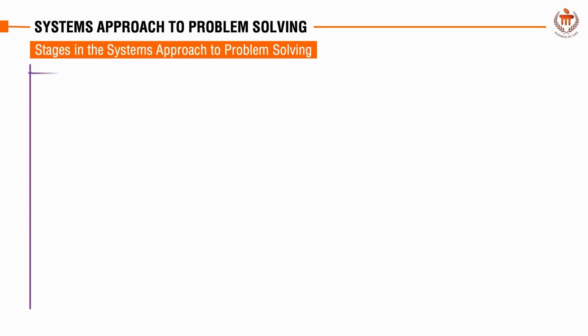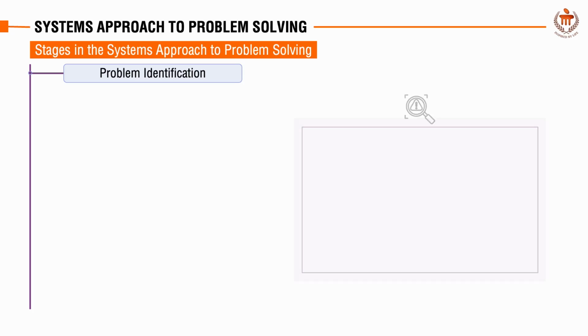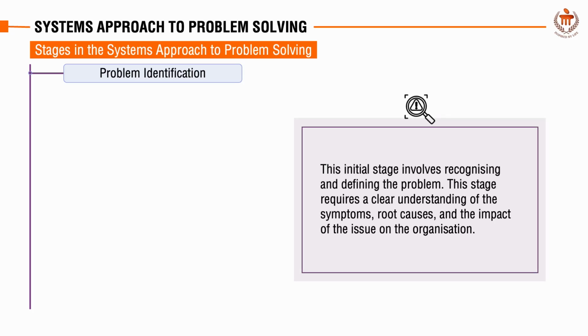Moving on to the next topic, stages of the systems approach to problem solving. There are 7 stages in the systems approach to problem solving. Let's discuss one by one. Problem identification. The first step in solving a problem is to clearly recognize and define what the problem is. It's important to understand both the symptoms, what is happening, and the root causes. For example, if a company is facing delays in product delivery, the problem might be deeper within the supply chain, not just the transport system.